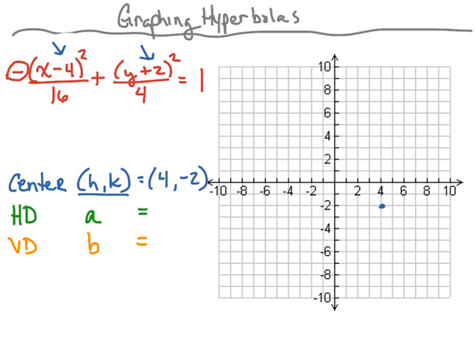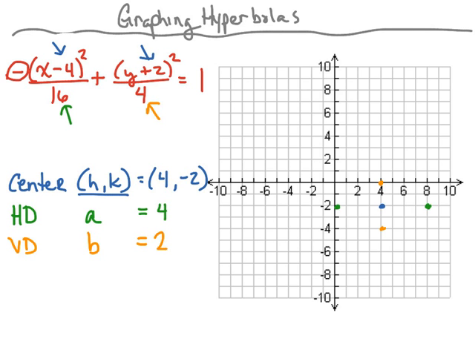Now we need to find the horizontal distance, and to find that we're going to take the square root of 16, and the square root of 16 is 4. So we're going to move 1, 2, 3, 4 units to the right, 1, 2, 3, 4 units to the left. That's our horizontal distance. Now we're going to do our vertical distance. Vertical distance can be found by taking the square root of 4, and the square root of 4 is 2. So from the center we're going to go up 2, we're also going to go down 2.